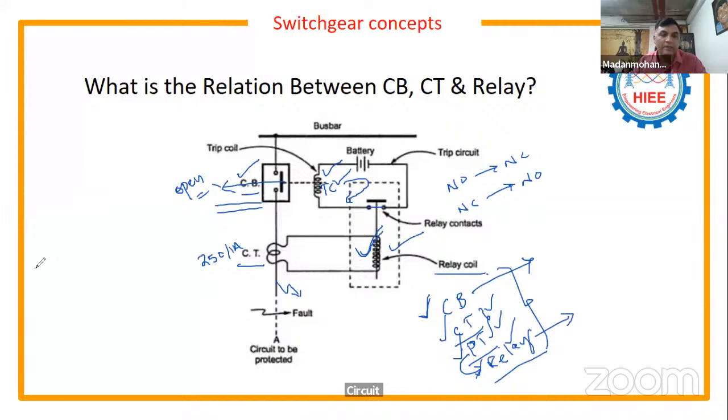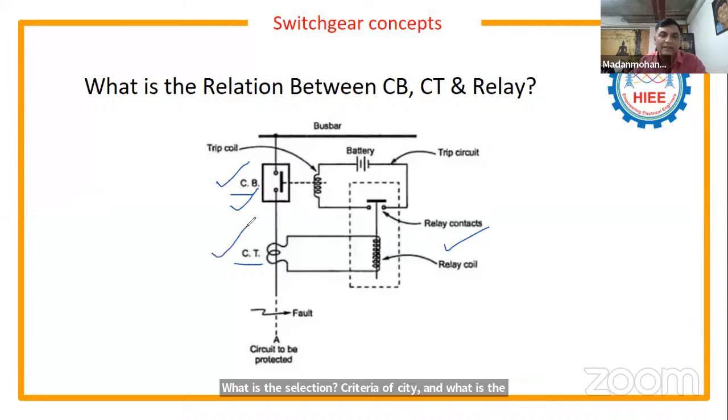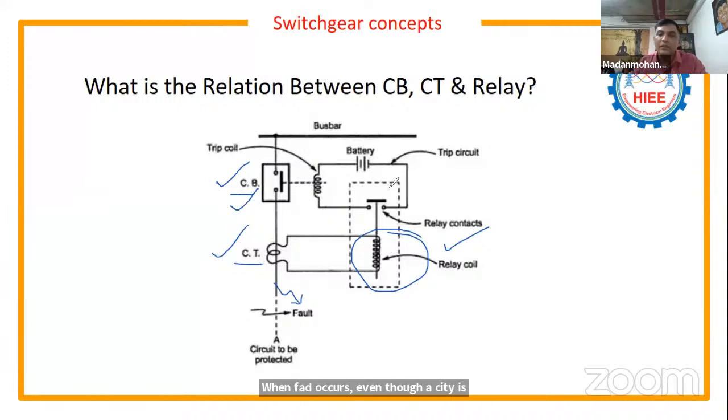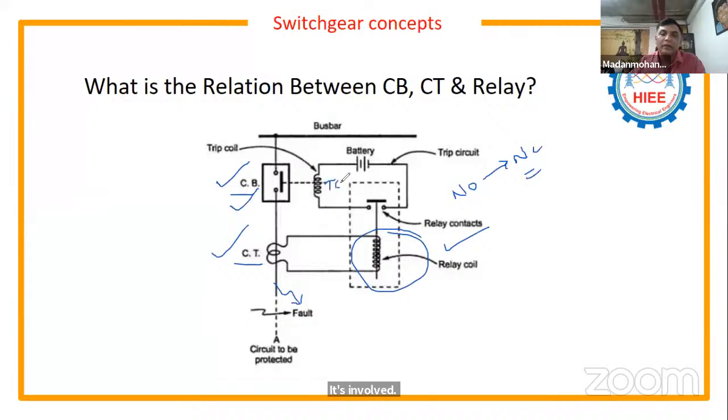Now the point is, if you want to design, this is very important to select these equipments. What is the selection criteria of the breaker? What is the selection criteria of the CT? And what is the selection criteria of the relay? Because if your breaker and CT are healthy, but your relay is not healthy, then what happens? When a fault occurs, even though the CT is giving input to the relay, the relay cannot operate. When the relay cannot operate, its NO is not becoming NC, then the respective tripping coil for the circuit breaker will not energize, then your breaker will not open.